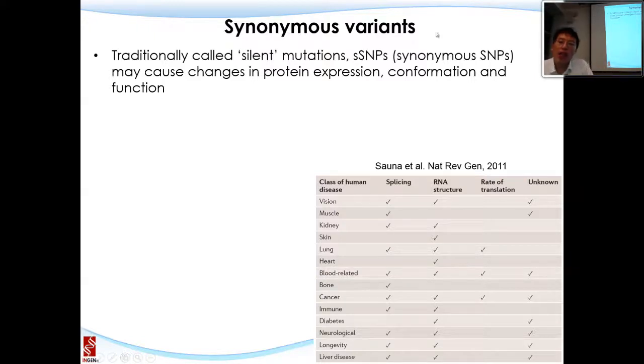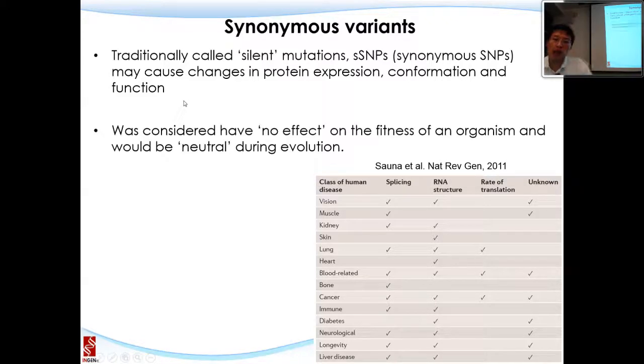Okay, so those are synonymous SNPs. Let's focus on these regulatory variants one by one. Synonymous SNPs are obviously still in the coding regions, not in the 90% of non-coding regions, but they are another part of the variants that people often ignore. They are considered silent mutations because they do not cause amino acid sequence changes, but they may change the protein expression, conformation, and function. So let's get into what the potential functions are.